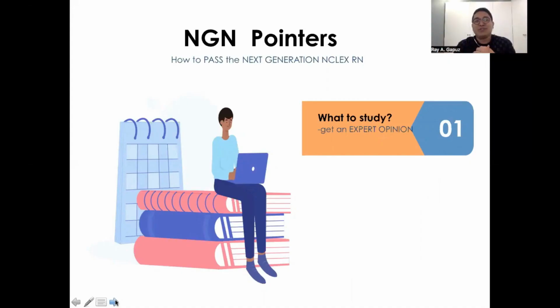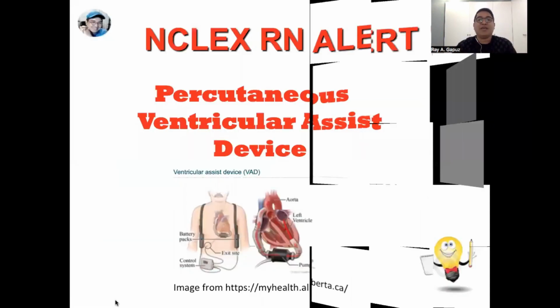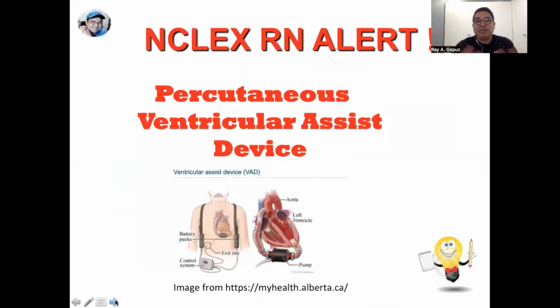Important question that we need to address today would be, what are the things that you need to study? Of course, you need an expert opinion, and we shall begin with the things that I want you to remember for your test, and that is beginning with percutaneous ventricular assist device.